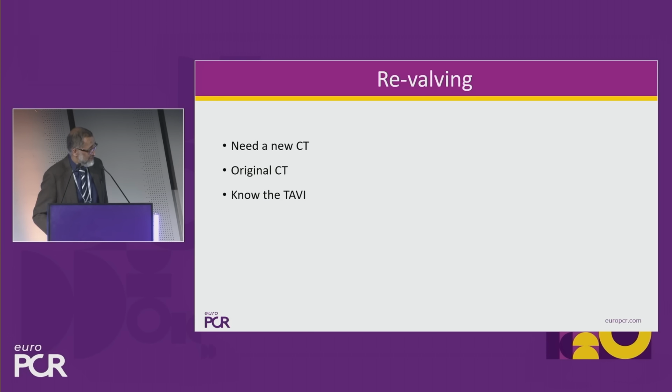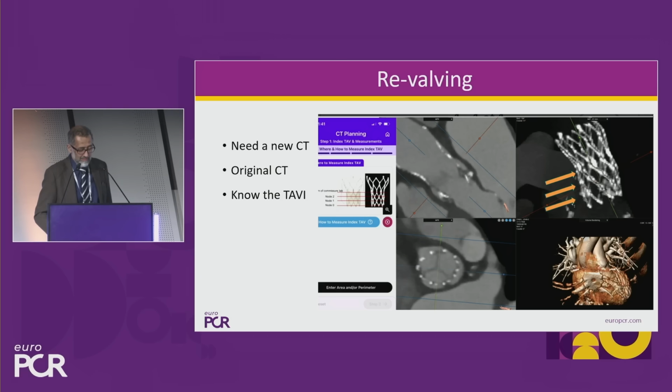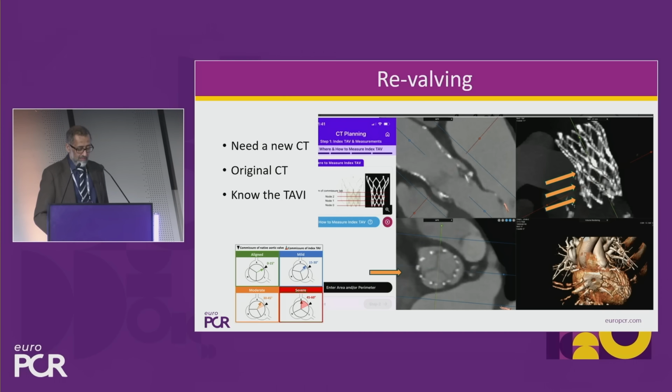And we need the original CT to know what it looked like, what the annular sizing was, and we need to know what TAVI valve was put in. And so if you do that, you're going to try and assess where the nodes are on the old valve that is now in there, and you're going to assess the alignment, because if you want to do leaflet modification, alignment with the coronaries is very important.